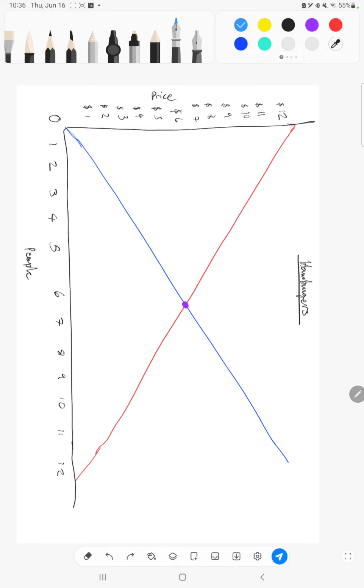First, we have the supply line here, which basically says how much suppliers or businesses are willing to sell at a certain price. If it's priced at $12, they're willing to sell 12 pieces, but if it's priced at $1, they can only sell one because they want to profit the most for their business.